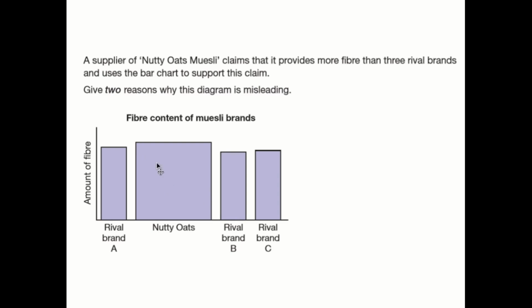So that's one problem, the bars are not the same width. But another problem is that there's no scale here at all, so we've no idea of the numbers in terms of the amount of fibre. We don't know the amount of grams or a percentage or anything. Got no scale here. So that's 2 things going on with that graph.